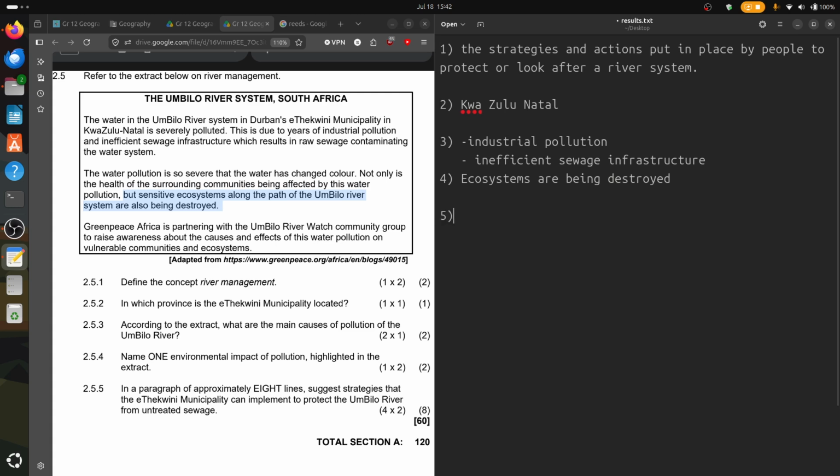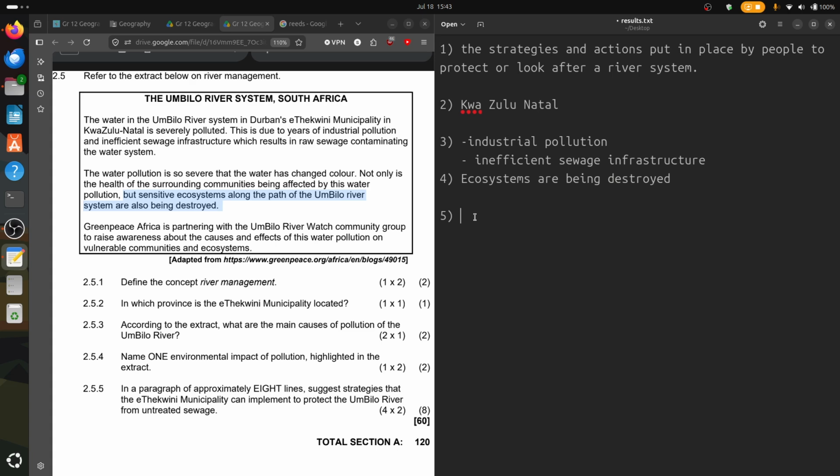Number 5. Oh, this is actually the most favorite part. This is what you were waiting for, the paragraph question, right? In a paragraph of approximately 8 lines, suggest strategies that the eThekwini municipality can implement to protect the Umbilu river system from untreated sewage. So you need to write a paragraph. We don't want to be seeing points like this. Remember, 4 points or more. Each point is in one sentence.